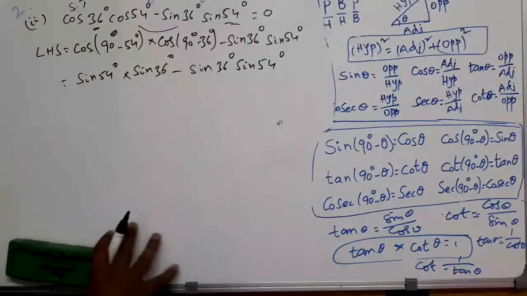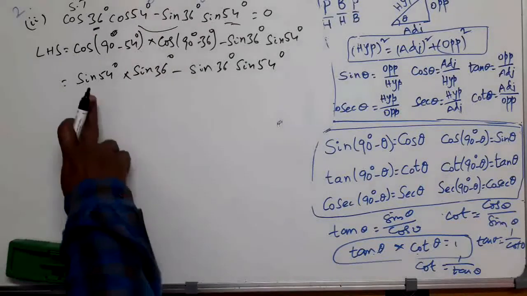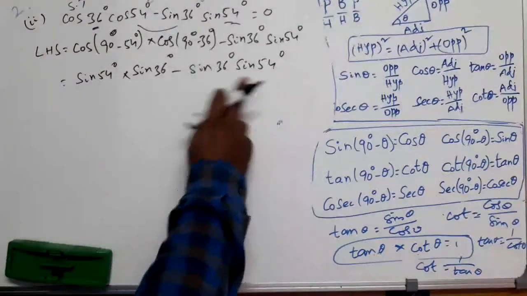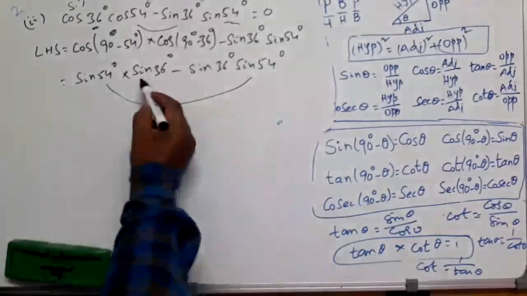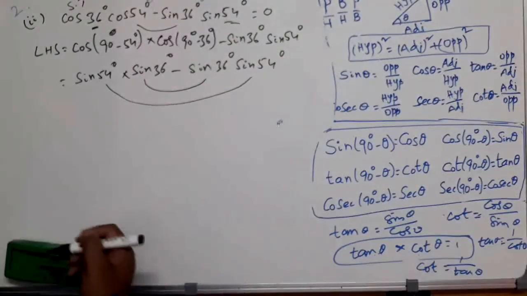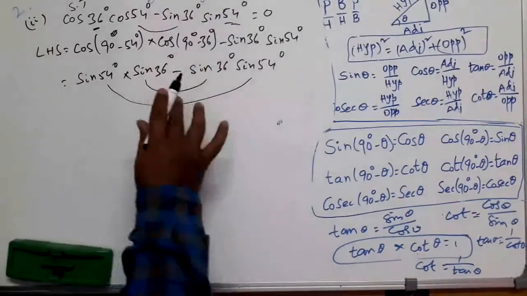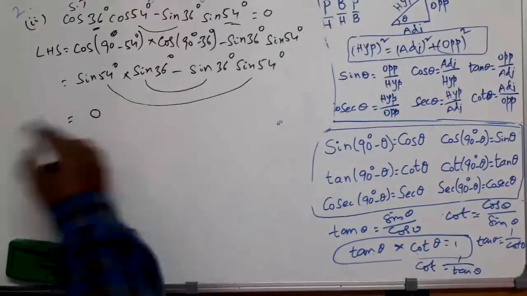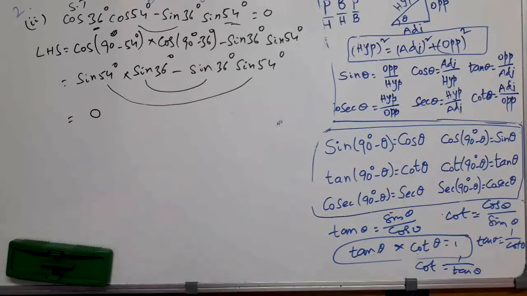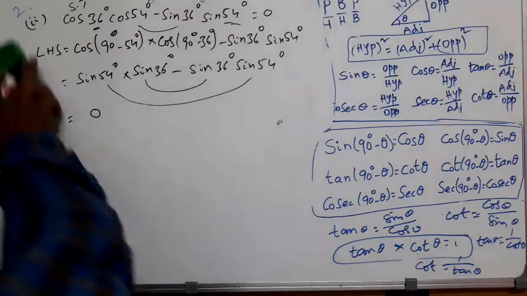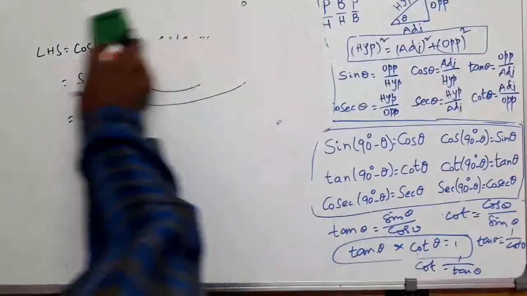Yes. What have you observed? Sin 54 degrees, sin 54 degrees. These two are same. This is sin 36 degrees, sin 36 same. Same product, right? This is AB, this is BA. Both are same. So the difference of the same terms is 0. That is question number 2. Yes, let us see question number 3.